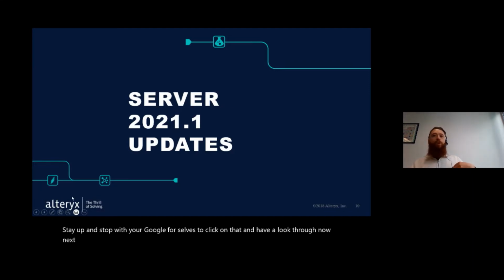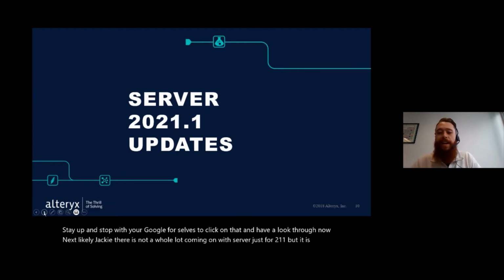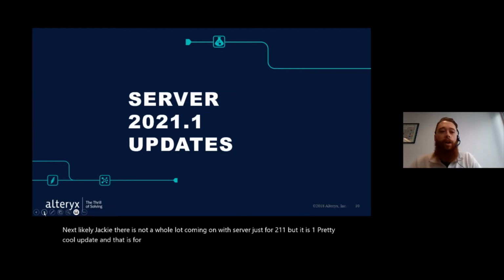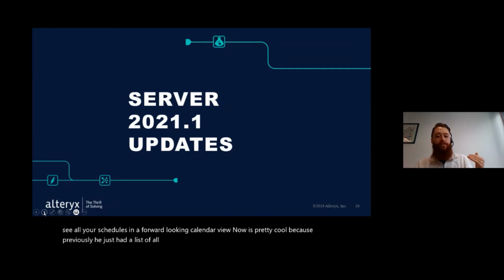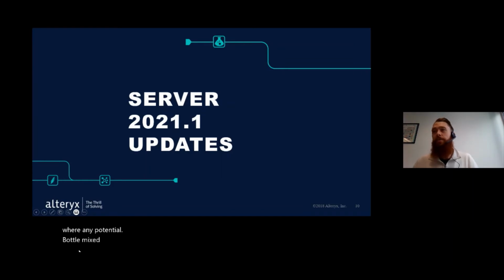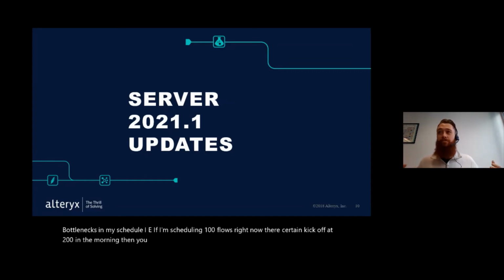There is not a whole lot coming on with Server just for 2021.1, but there is one pretty cool update, and that is for the schedule forecast. The schedule forecast offers the ability to see all of your schedules in a forward-looking calendar view. Previously you just had a list of all the schedules, and I wanted to find out where any potential bottlenecks in my schedules are, i.e. if I'm scheduling 100 flows, just throwing that out there, to kick off at 2 in the morning, then you can imagine there's going to be a big ramp up in CPU and memory usage at that point in time.